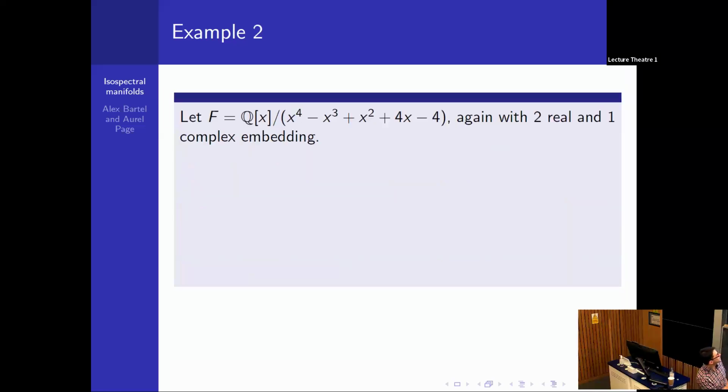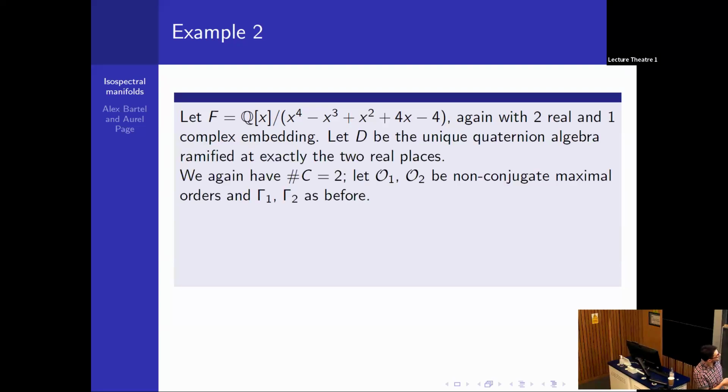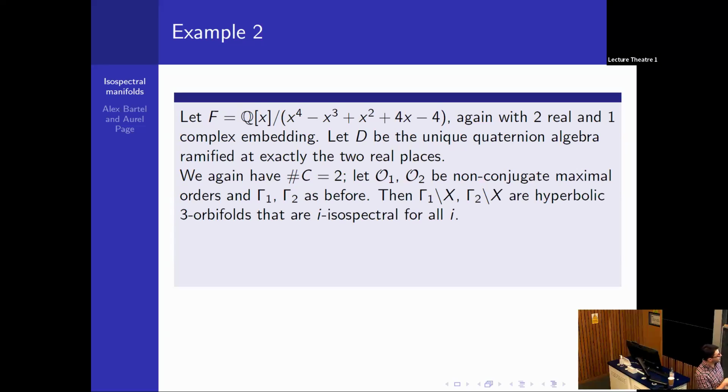Okay, another example. So here is another quartic field. It again has two real places, so one pair of complex embeddings. Again, take the unique quaternion algebra ramified exactly at the two real places. Again, there are exactly two conjugacy classes of maximal orders, so the class group again has order 2. So take the corresponding orbifolds. Then these are hyperbolic 3 orbifolds that are isospectral for all l, but they are not representation equivalent.